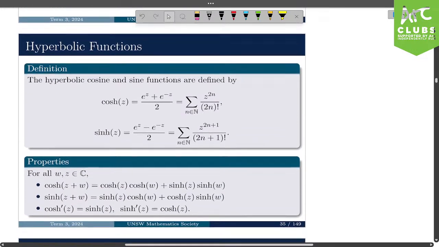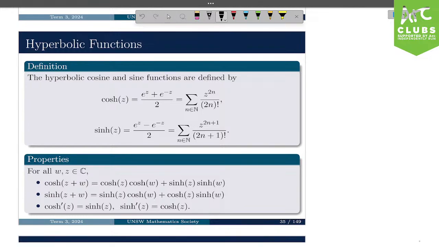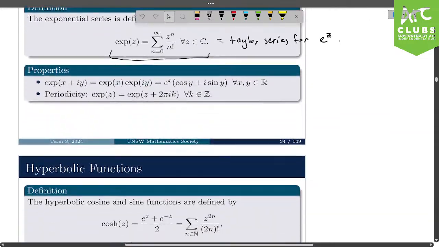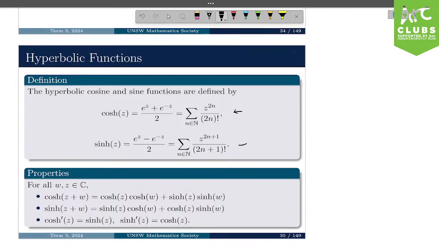We can use the exponential function to define the hyperbolic functions, right? Cosh and sinh. They are the even and odd components of e to the z, respectively, right? They're also made with all the even and odd terms of the Taylor series of e to the z, respectively. So this one you can see just takes on every even term of that Taylor series. This one just takes on every odd term.